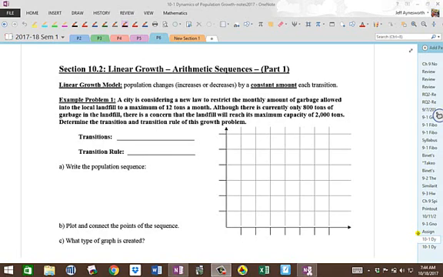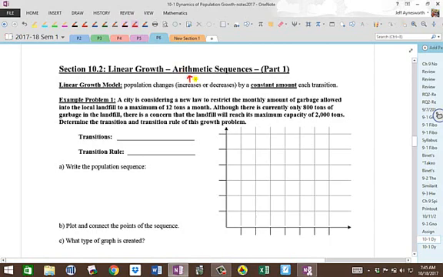This is Mr. Ainsworth, and we're going to get into section 2, part 1, and talk about what's called a linear growth model, which deals with arithmetic sequences. So let's get right into it. A linear growth model is where the population changes, whether it increases or decreases, by a constant amount. We call that the common difference, a constant amount in each transition. That indicates that you have arithmetic as opposed to, let's say, geometric or exponential. So let's get right into an example and see what it looks like graphically and algebraically.